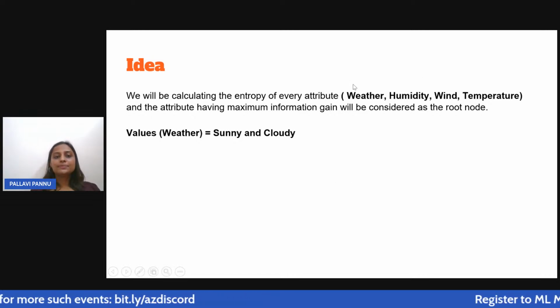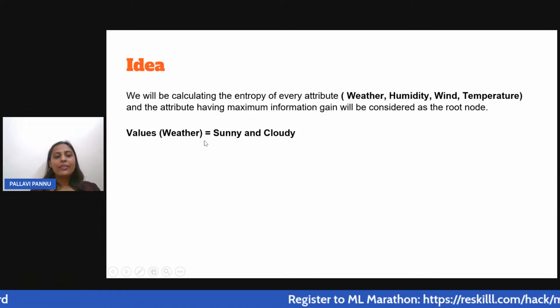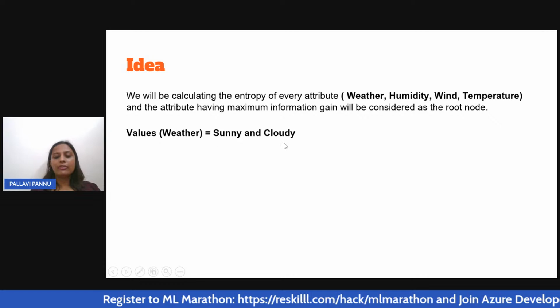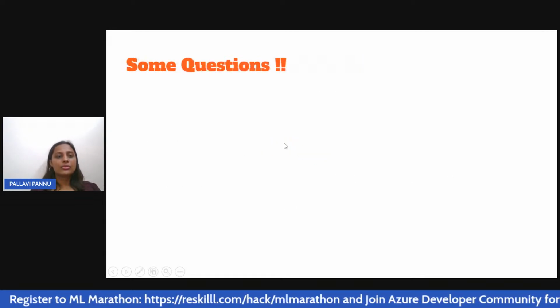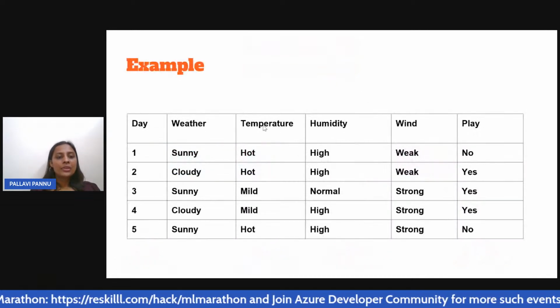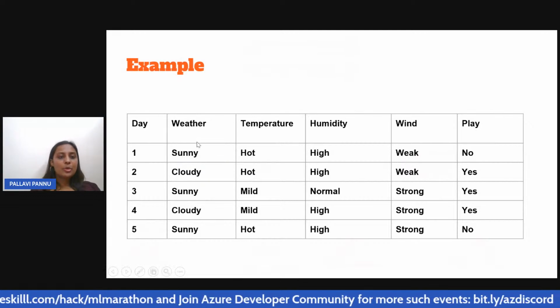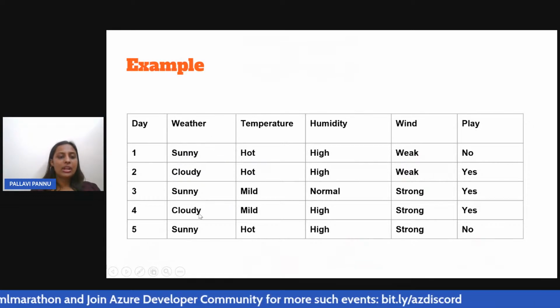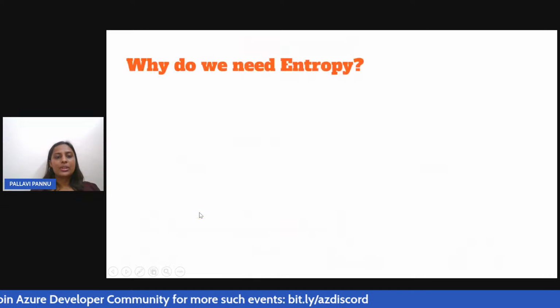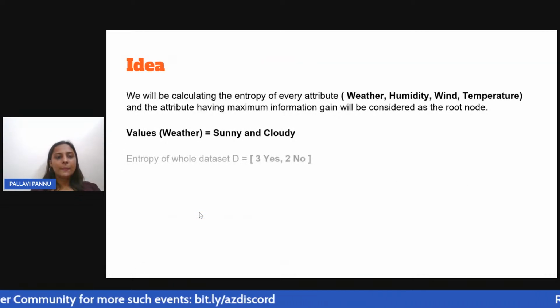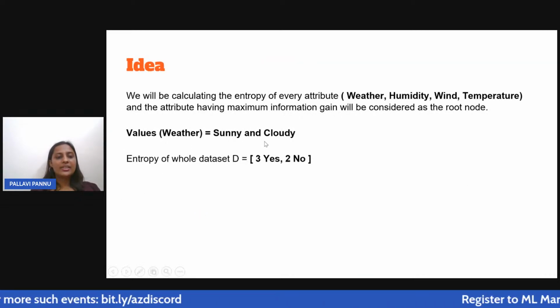For example, I am calculating the entropy of weather. What are the values of weather? Can you tell me from the data set? Sunny and cloudy were my values. So this was my data set. For weather, what are the possible values? Sunny is one value, cloudy is one value. So that's what I have written here: the values of weather are sunny and cloudy.